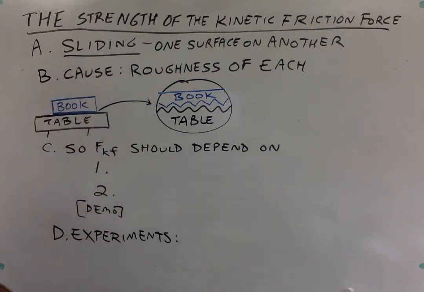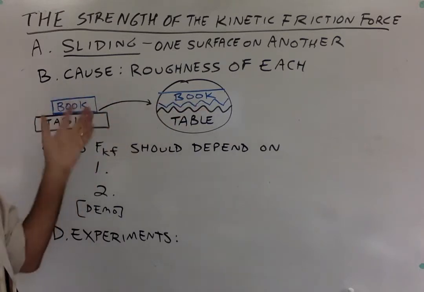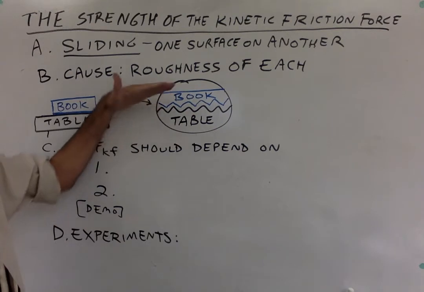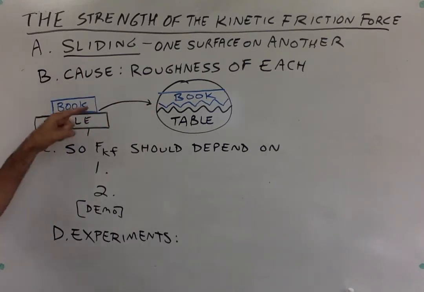The cause of this friction is something we discussed in ninth grade. If you imagine a book on a table, it looks like one smooth surface on another. But if you could look microscopically, you'd see that both are rough. That's our model for it. We don't need to know about atoms. We just know that both surfaces are actually rough. They're not smooth.